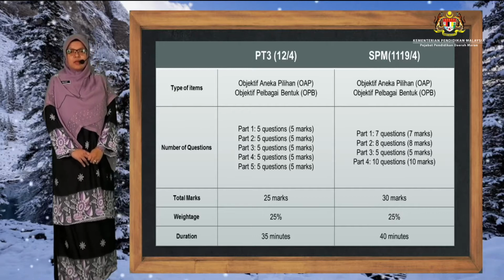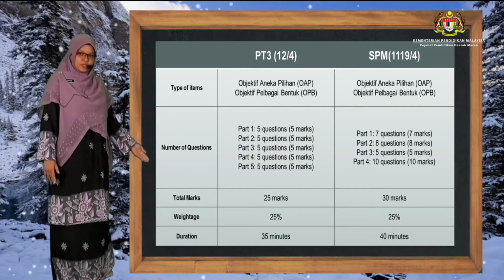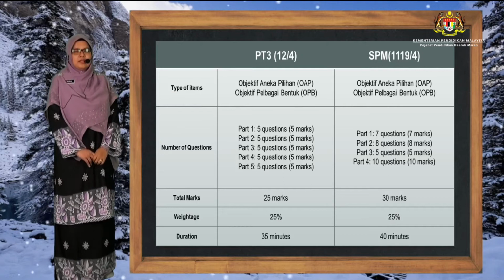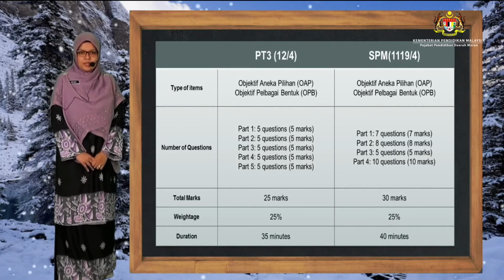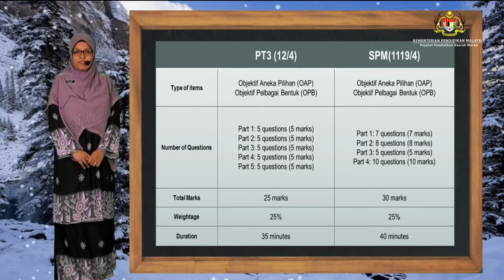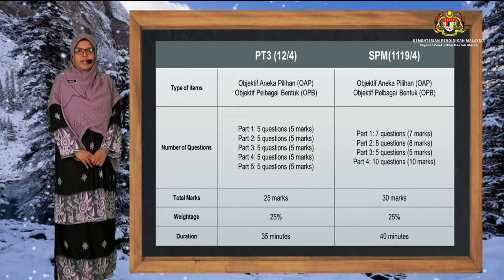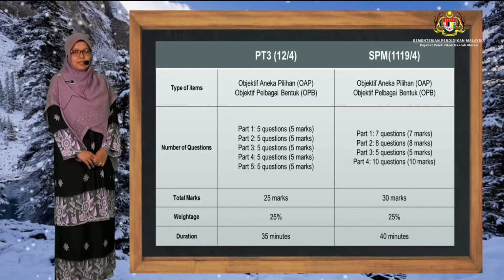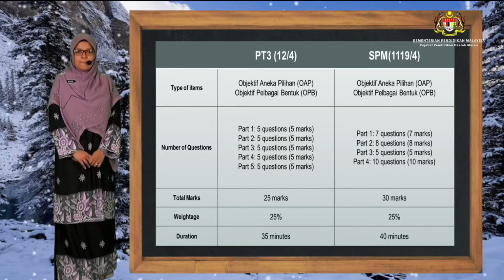In terms of the duration, for PT3, it takes about 35 minutes. Meanwhile, for SPM, it takes 40 minutes.